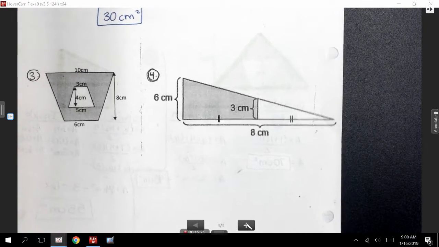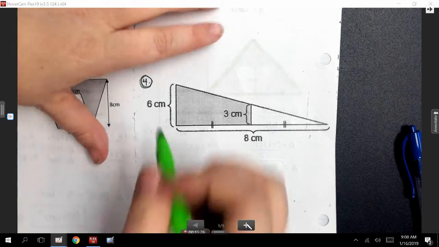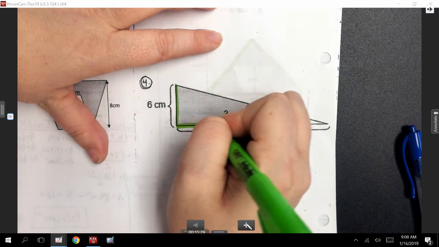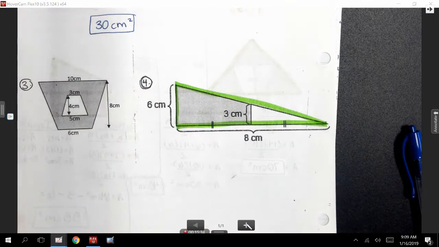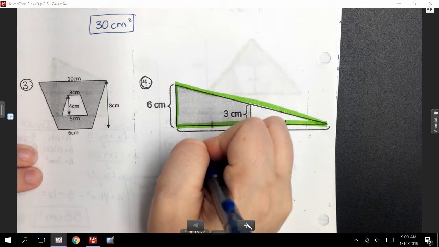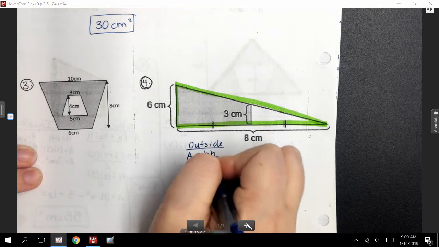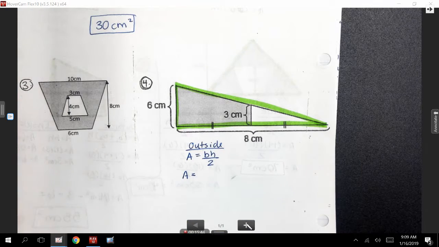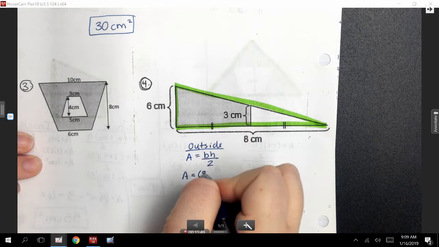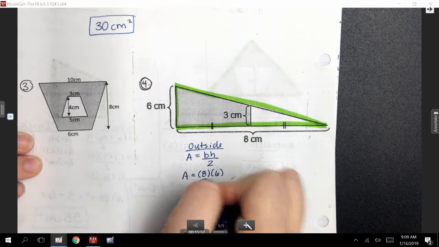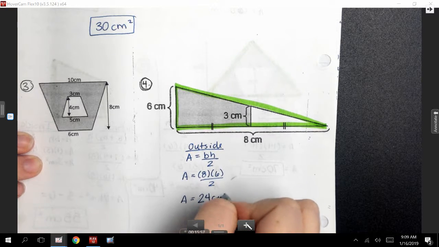Number 4, I want us to look at that real quick. Guys, number 4 is one that people look at and they're like, oh, this looks really hard. All right, but guys, what is my outside shape here? It's a triangle, right? So on the outside, I would have A equals BH divided by 2. What is the base of the triangle? 8. And the height? 6 divided by 2. So I get that my area is 24 centimeters squared.